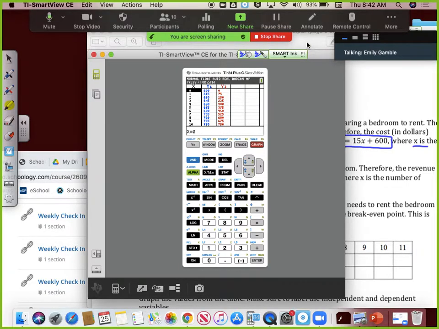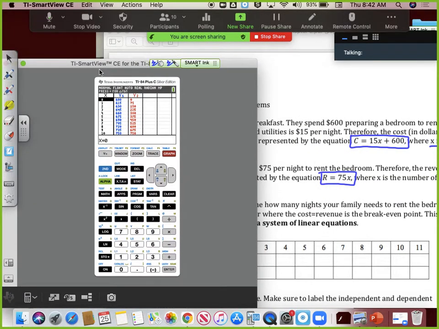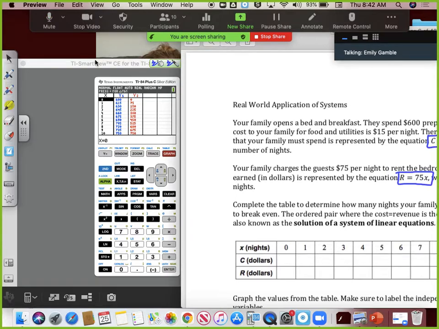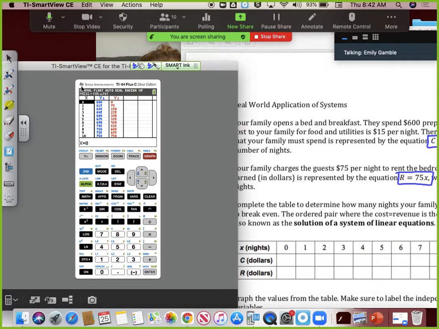Let me try and fit both of these on the same page. The first thing I have here in my table is the first equation, which is the cost equation. So you can just start writing in these numbers. For 0 nights, it costs $600. I can just fill this in from the table here. 0 is $600, and I'm looking at the blue here. For 1 night, it's $615. For 2 nights, it's $630. And I could just keep filling these out.